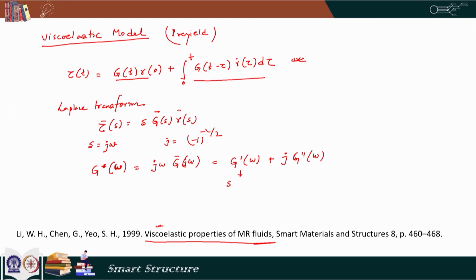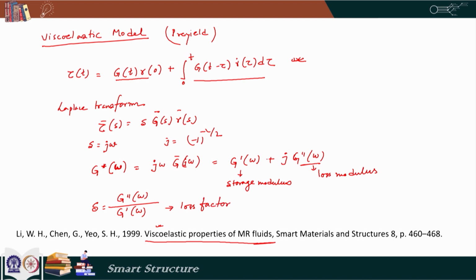G prime is called the storage modulus. This signifies the linear elastic behavior, and G double prime is called the loss modulus, which signifies the viscous behavior. And then we define a quantity delta equal to G double prime of omega divided by G prime of omega, and that is called the loss factor.